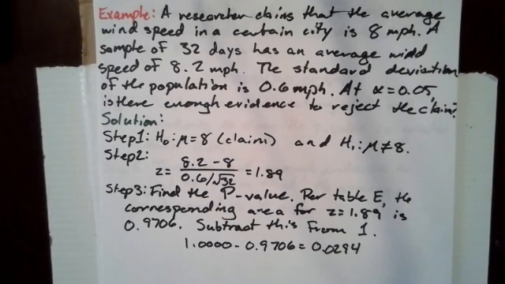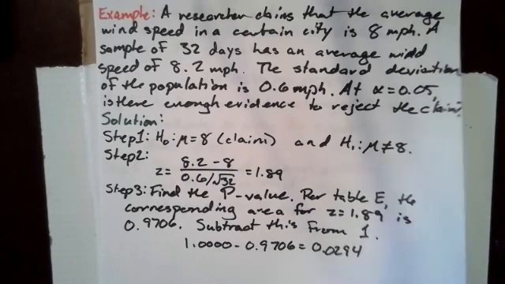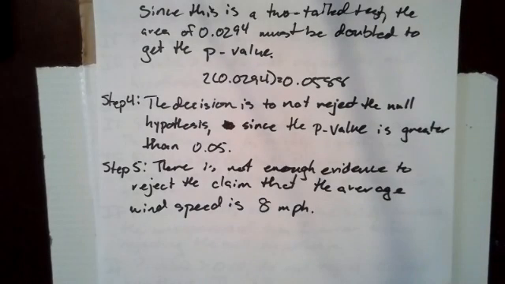And we find the p-value. Per table E, the corresponding area for z equals 1.89 is 0.9706. We subtract this from 1 to get 0.0294. Since this is a two-tailed test, the area of 0.0294 must be doubled to get the p-value, which is 0.0588.